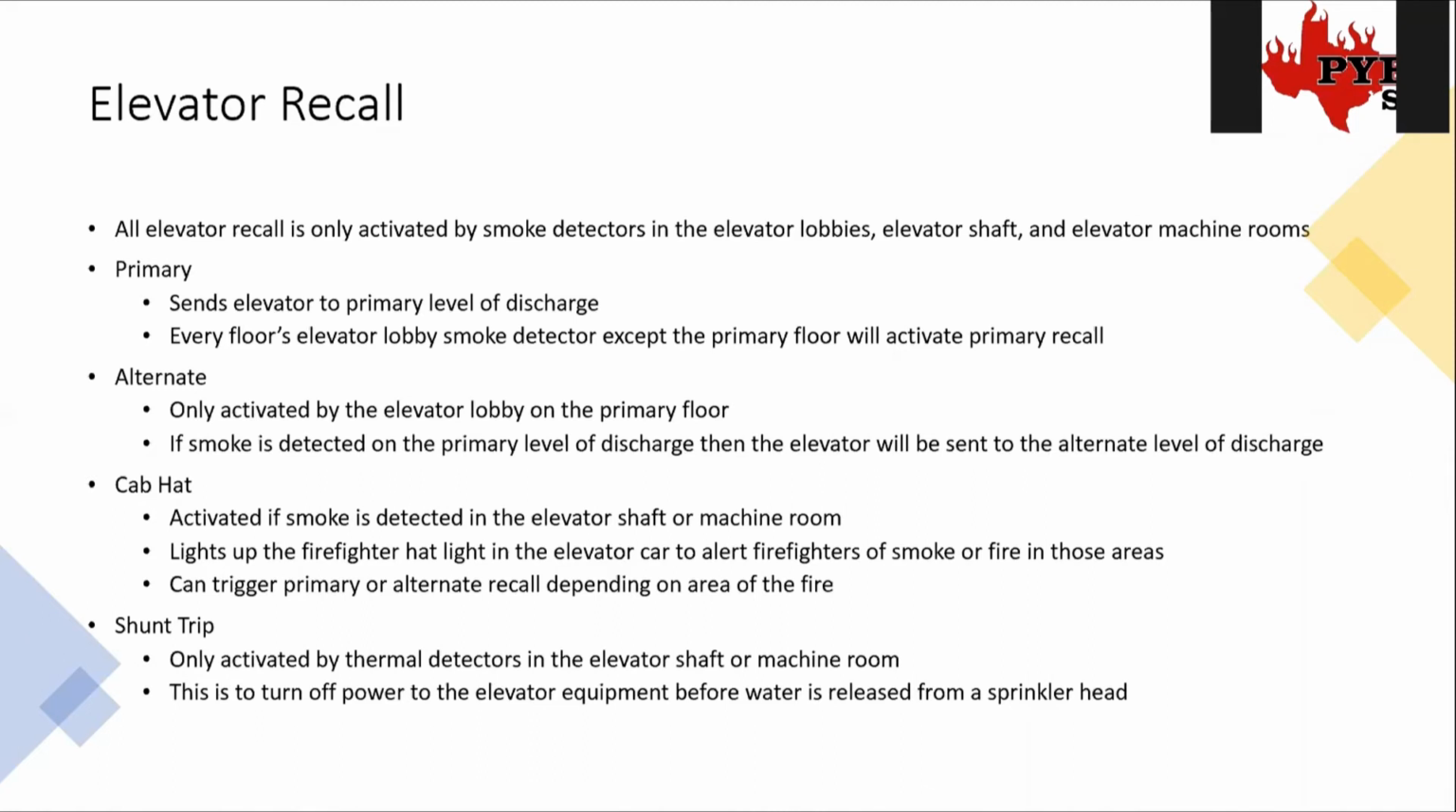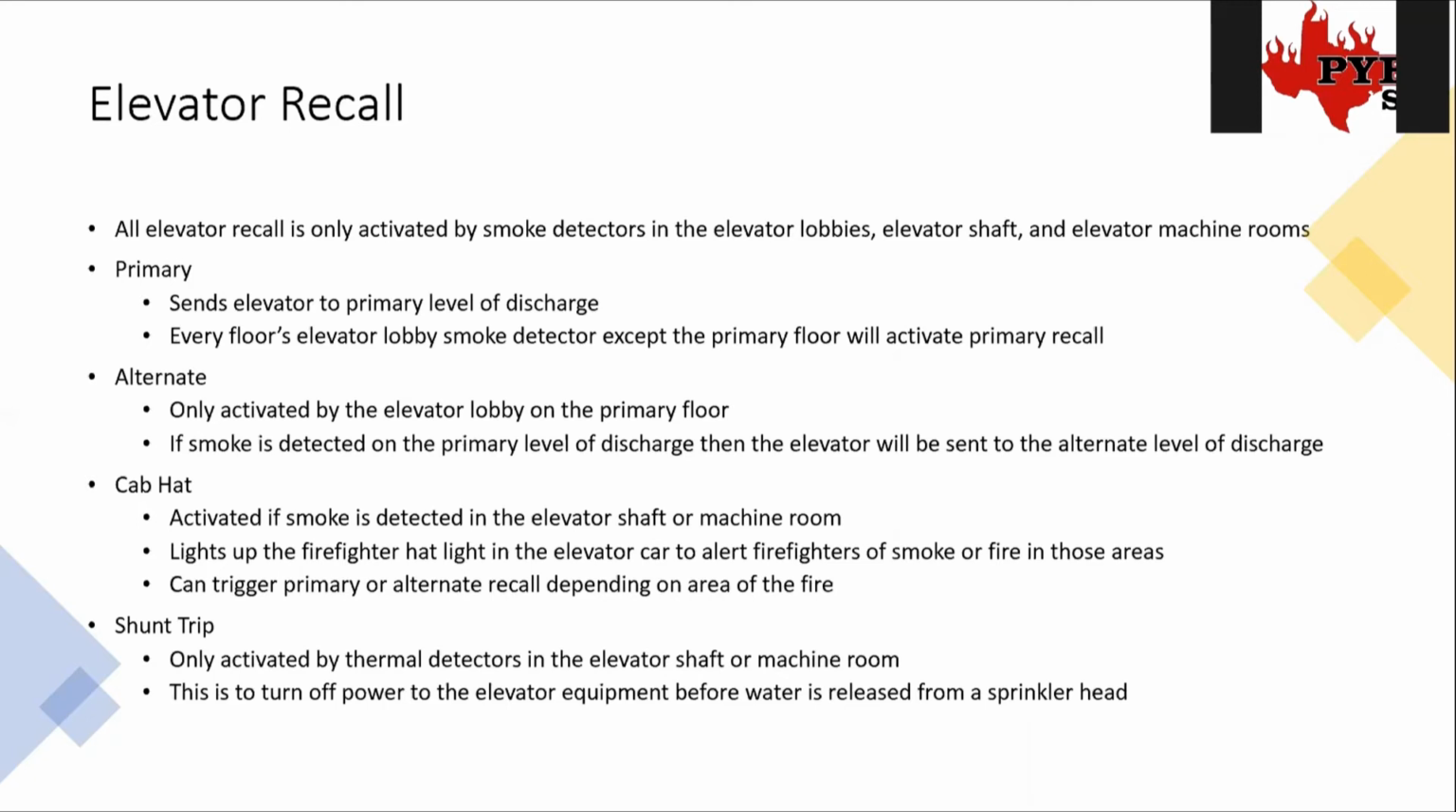So first of all, elevator recall is only activated by smoke detectors in the elevator lobbies, elevator shaft, or elevator machine rooms. I've been in some older buildings where any device on the first floor would activate alternate recall. That's not current code anymore. If an old building works that way, then it can be grandfathered in and we don't have to make them change it. But that's not how we put in new systems.